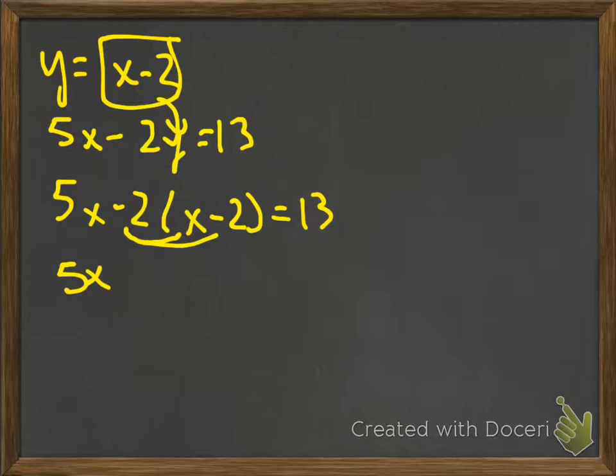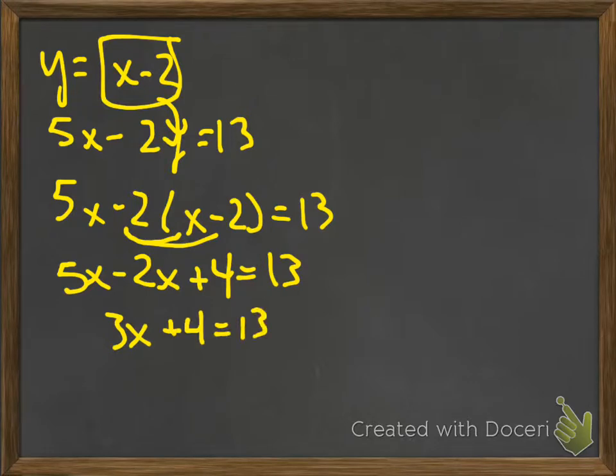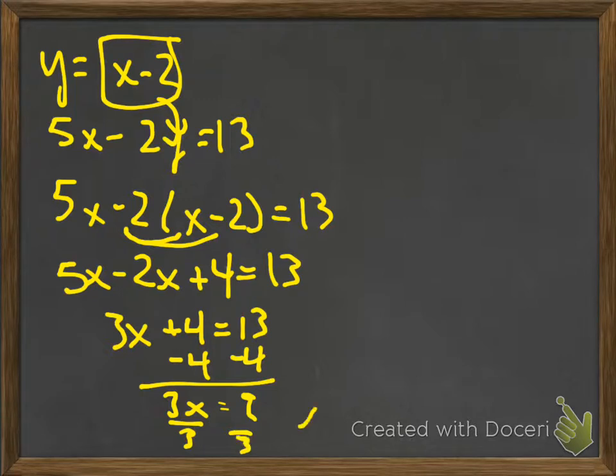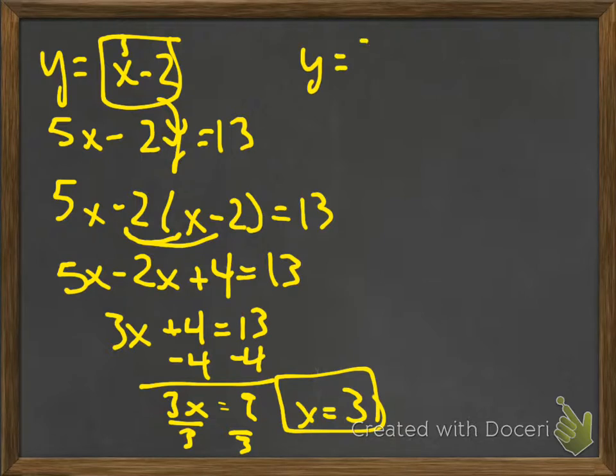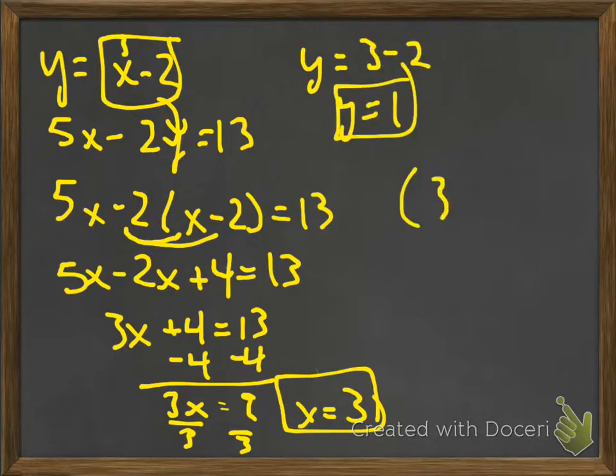So you're going to say negative 2 times x is negative 2x. Negative 2 times negative 2 is positive 4. Equals 13. And then I can combine my x's. Then I can subtract. And then I can divide. And again, I'm subtracting because the opposite of a plus is a minus. And again, your last step should be dividing. Put that 3 in place of the x, and you're saying 3 minus 2. y is equal to 1. And there you go, (3, 1).